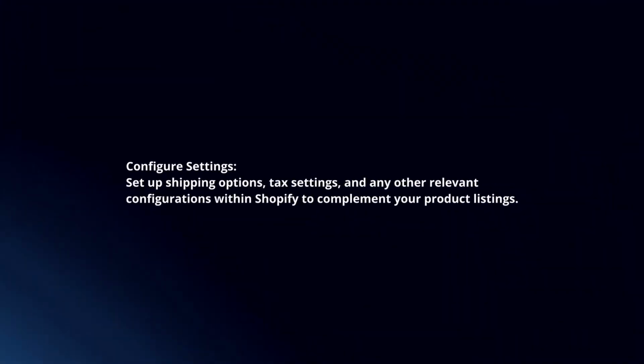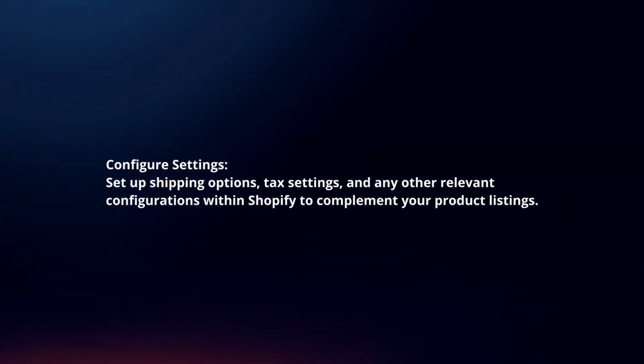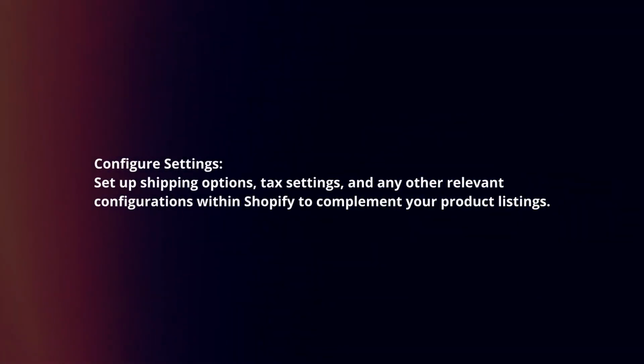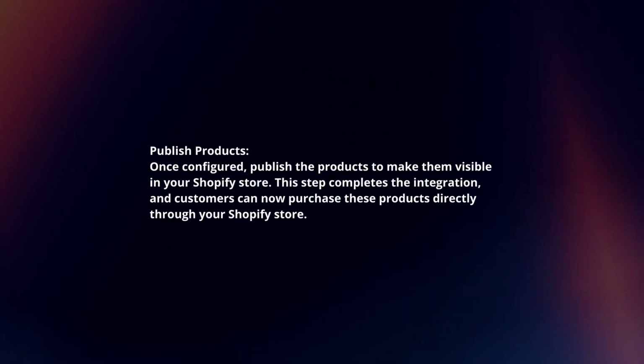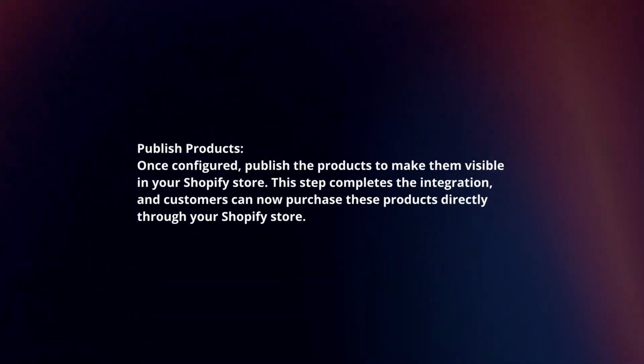Configure settings. Set up shipping options, tax settings, and any other relevant configurations within Shopify to complement your product listings. Publish products. Once configured, publish the products to make them visible in your Shopify store. This step completes the integration, and customers can now purchase these products directly through your Shopify store.